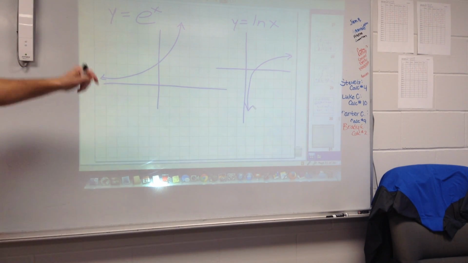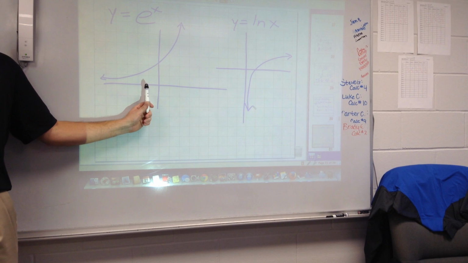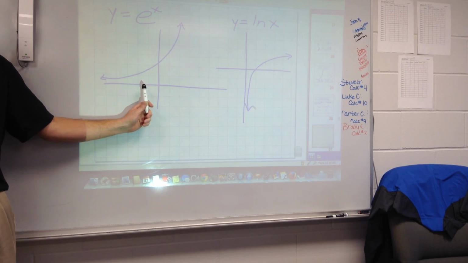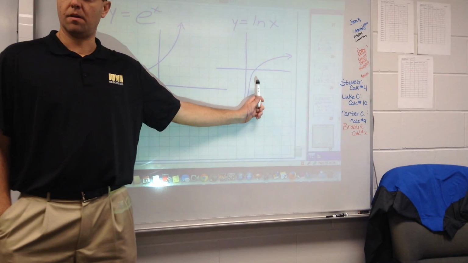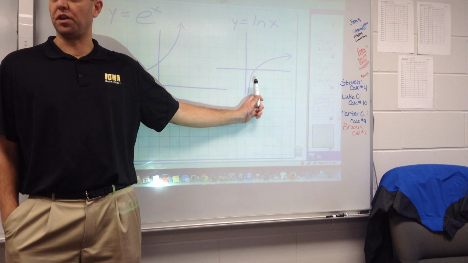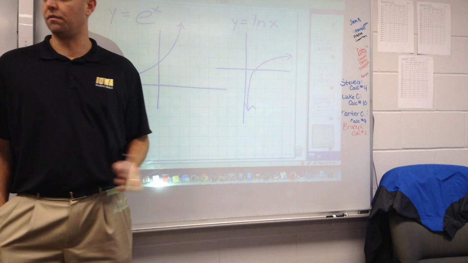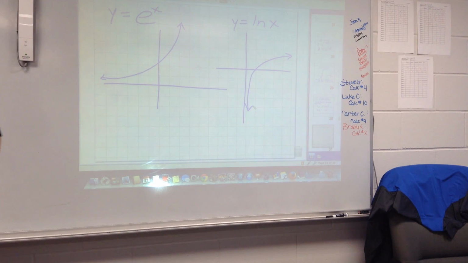Real quick refresher on some other things. y equals e to the x. What's the domain of this function? Negative infinity to positive infinity. What is the range of this function? 0 to infinity. And then it's flipped for the next one. 0 to infinity for domain, negative infinity to positive infinity for the range. They just switch. Make sure to have the little parenthesis instead of the blocky thing when you're writing it in interval notation.